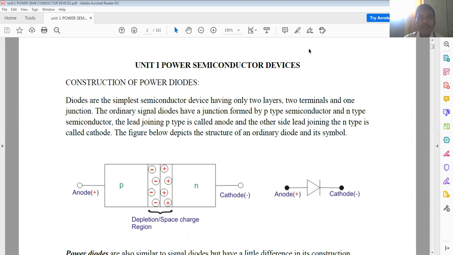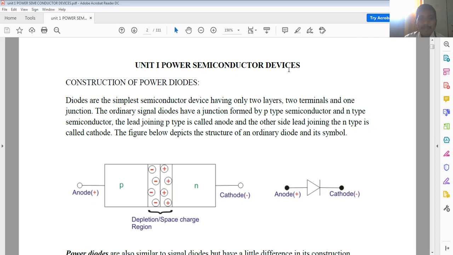Why is it called an uncontrolled device? Because only in forward bias it acts as a closed switch, and in reverse bias it acts as an open switch. What is the difference between a power diode and a normal diode?